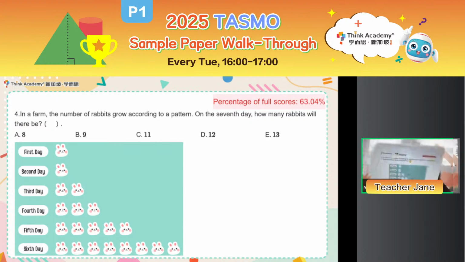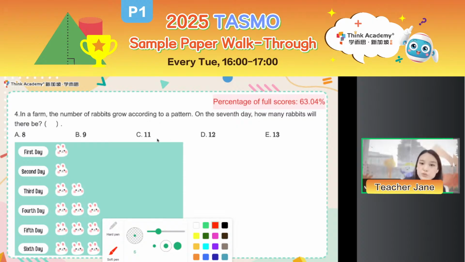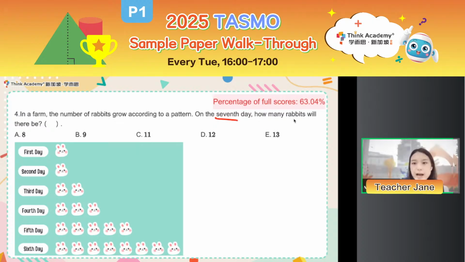Take a look at the fourth question. This cute rabbit one. You can see in a farm, the number of rabbits grow according to a pattern. On the seventh day, how many rabbits will there be? Okay, so every time when we observe the pattern, it will be better if we can observe the numbers, right? Because if we only look at the cute rabbit here, then maybe we'll only focus on how can we draw the cute rabbit, right?